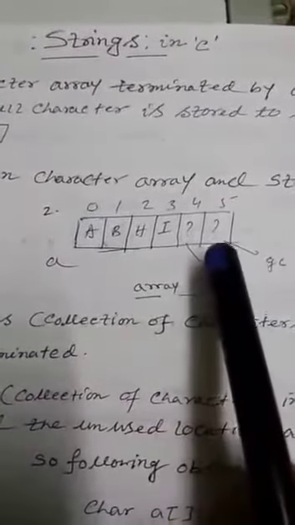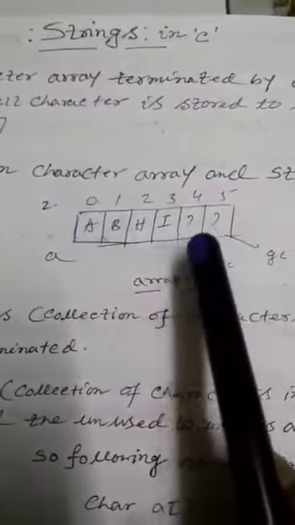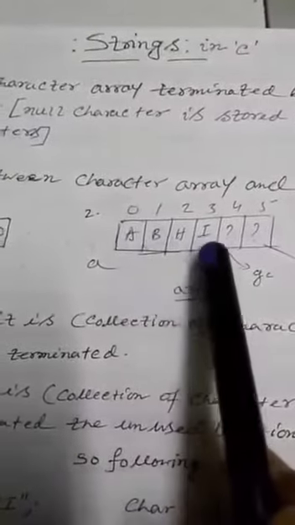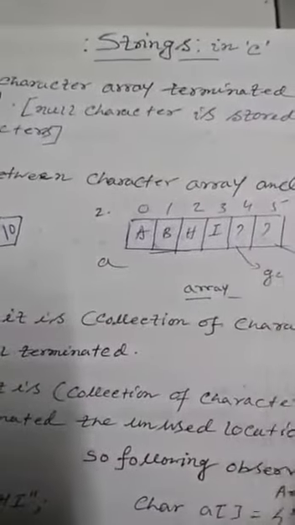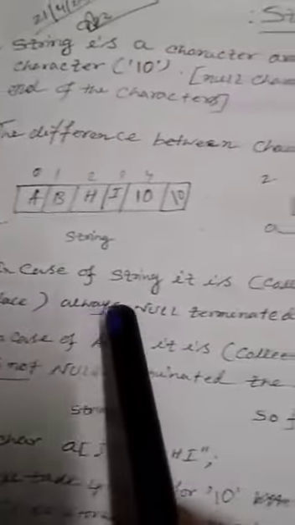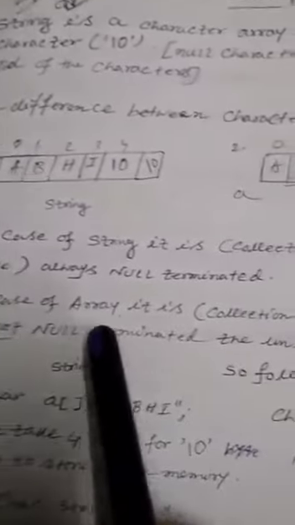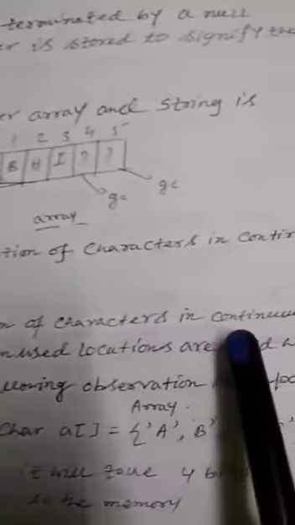We already know that if an array is partially initialized, the remaining places would be filled with garbage. So here also there are some characters, but the rest of the places are garbage. In the case of a string, it is a collection of characters in continuous places, always terminated by null. In the case of an array, it is a collection of characters in continuous places, not null terminated. The unused locations are filled with garbage.